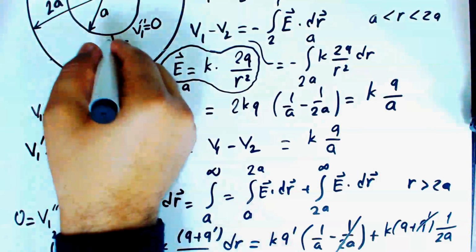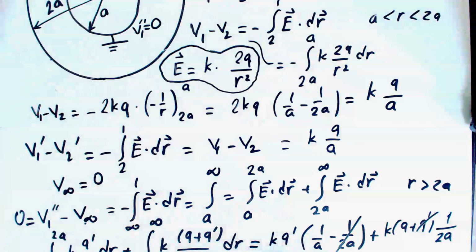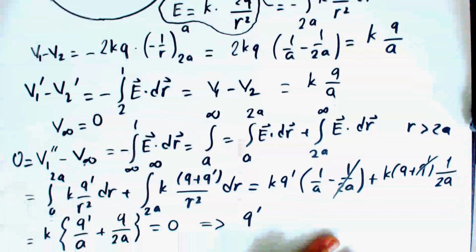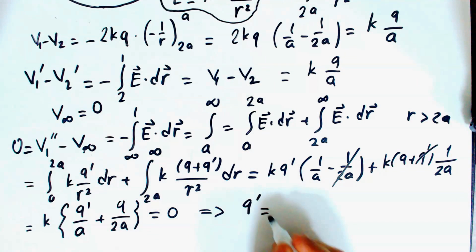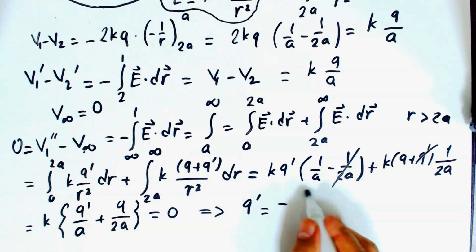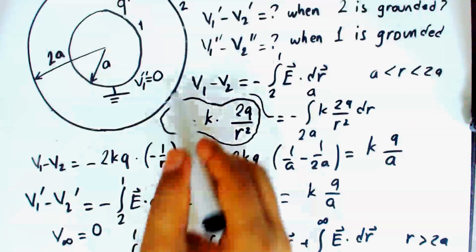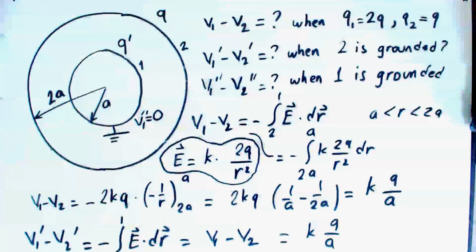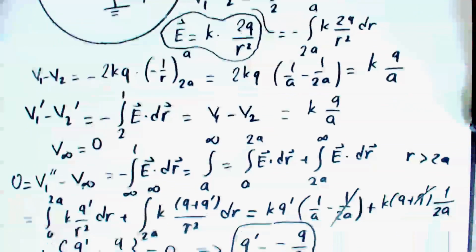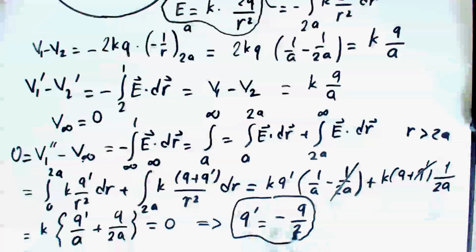When the inner shell is grounded, the charge it obtains from the ground will be, in terms of the charge of the outer shell, minus Q divided by 2. Okay, so this is the result. The inner shell was originally having a charge of 2Q, but once you ground it in the presence of the outer shell with a charge of Q, it will make a new charge for the inner shell, and this new charge will be just half of the charge of the outer shell with a minus sign.